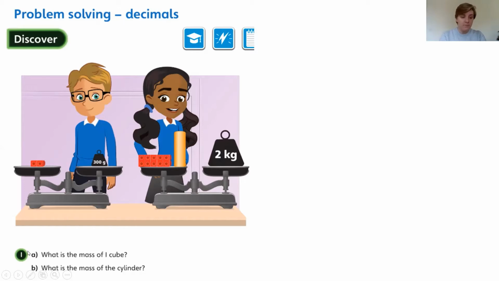Now your questions are, A, what is the mass of one of these cubes? And B, what is the mass of the cylinder? Now mass is another word for weight. So what does the 1 cube weigh? And what does the cylinder weigh?